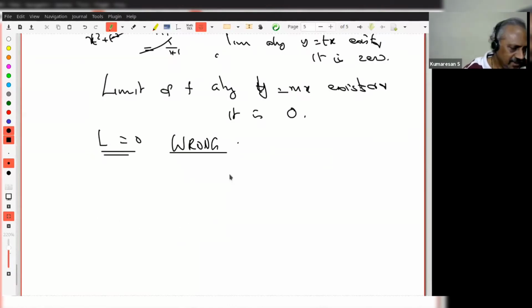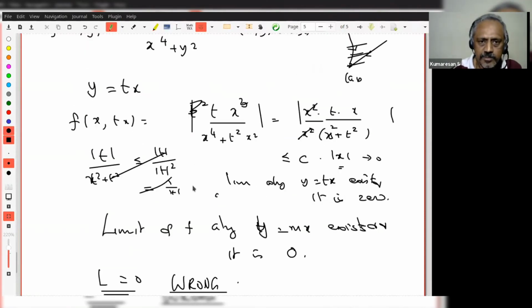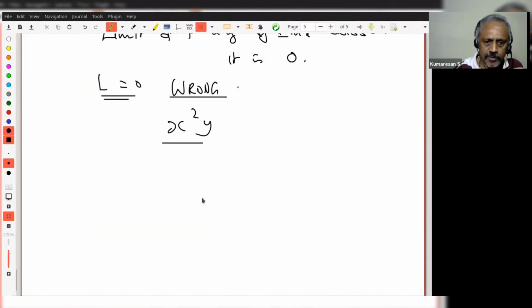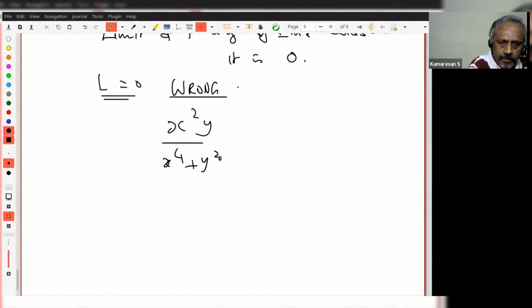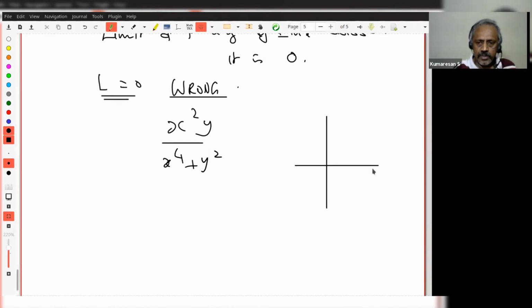Okay, it doesn't. Let us look at the function. Let me write x squared y by x power 4 plus y squared. Now, instead of the usual path, can you think of some path along which you can approach 0, 0? I'm sure you would have seen it in your calculus course already. See, there is x squared here, x power 4 here, and y squared here. So what do you think I will do?